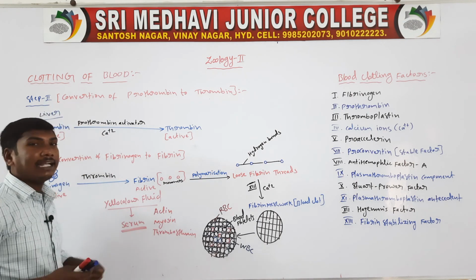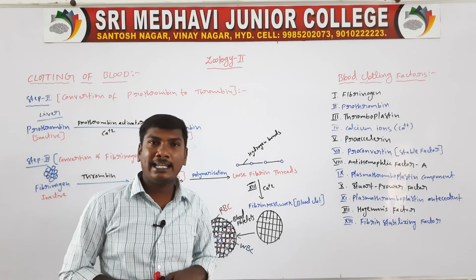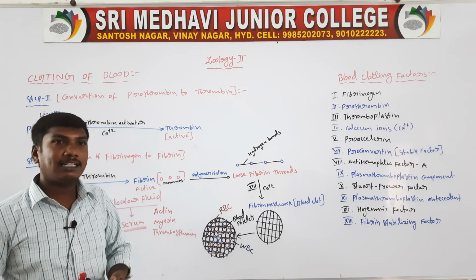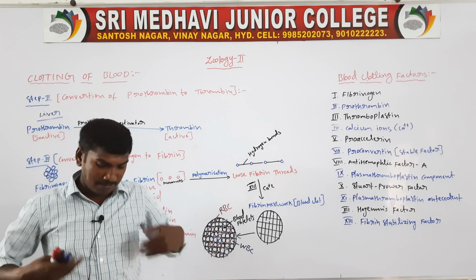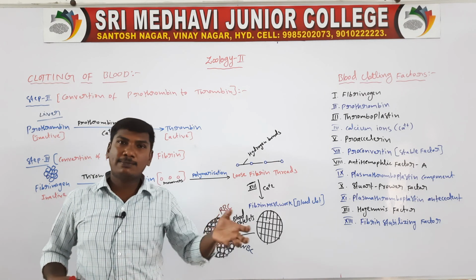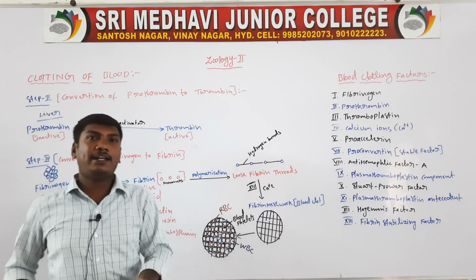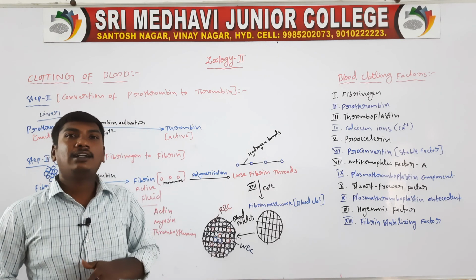Next, anticoagulants. For example, our body contains heparin, a blood anticoagulant. In our body circulation, is blood clotting? No, because of the anticoagulant heparin. So blood does not clot.